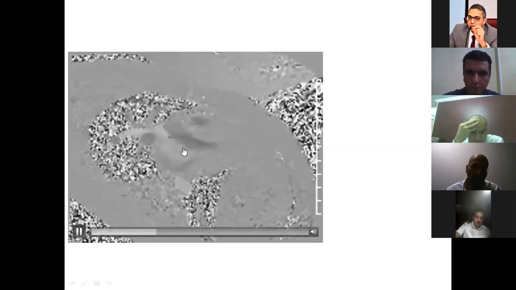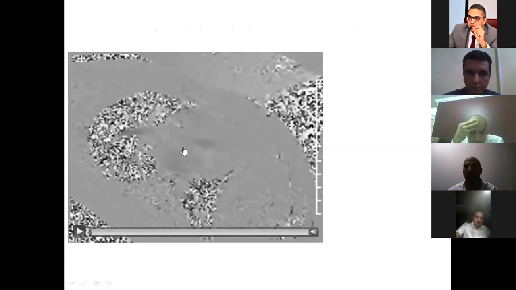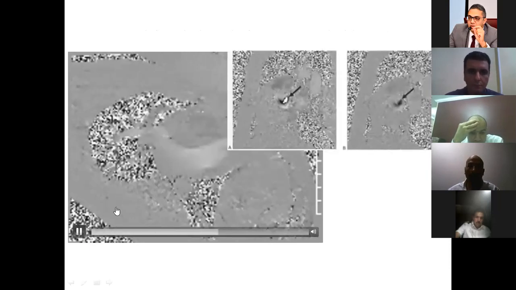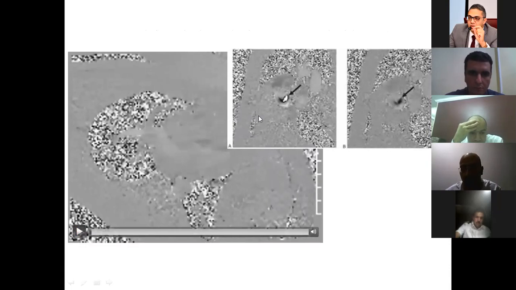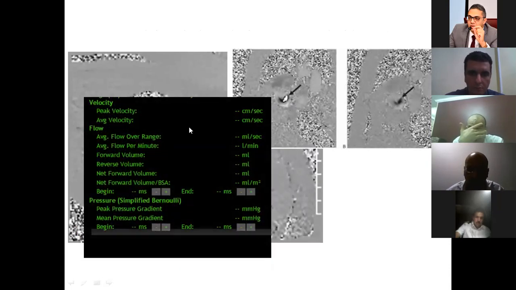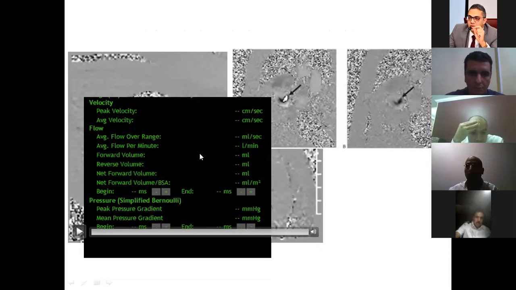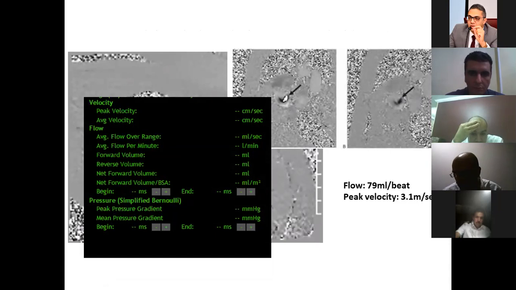And by what we call phase contrast images, we can map the velocity of the flow across this mid cavity, and we can take a cross-section short axis image to see the flow and quantify it as forward and backward and peak velocity. Very similar to echo, but it usually underestimates the readings a little bit compared to echo.